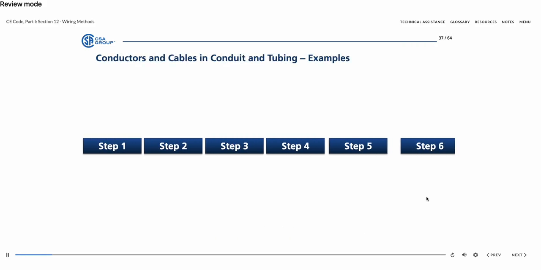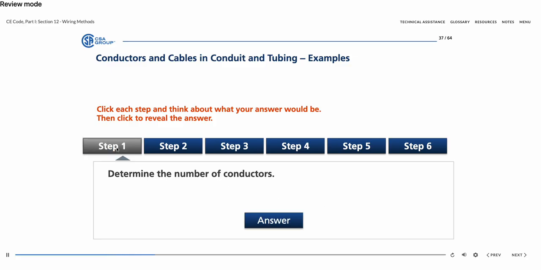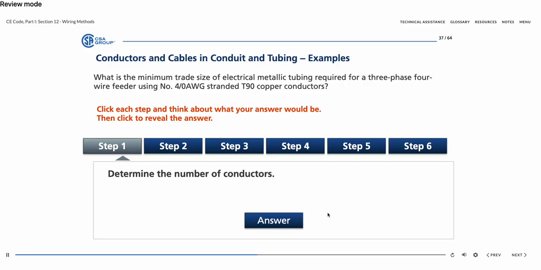Let's work through this example. Review each step and think about what your answer would be. Then click the Answer button to reveal the answer. What is the minimum trade size of electrical metallic tubing required for a 3-phase, 4-wire feeder using a 4-aught AWG stranded T90 copper conductor?